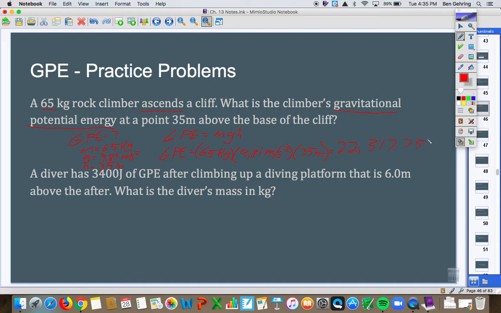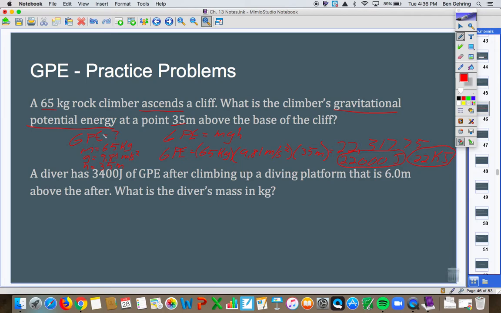Looking at my question, I have 2 sig figs here and 2 sig figs there. I need 2 significant digits, so I'm going to round this to 22,000. Remember, my unit is joules. Or I can abbreviate this and say this is 22 kilojoules, because kilo means 1,000. So either one of these two answers will work for this question.